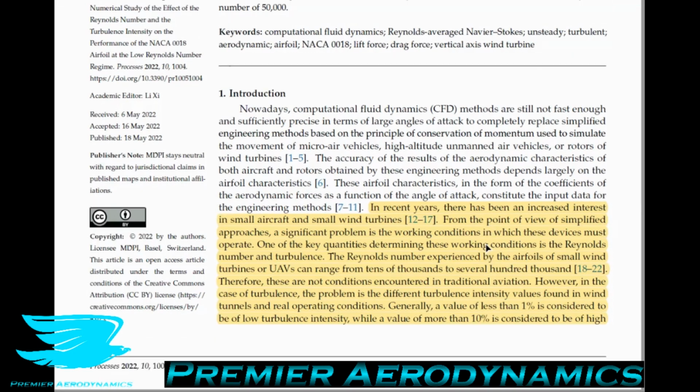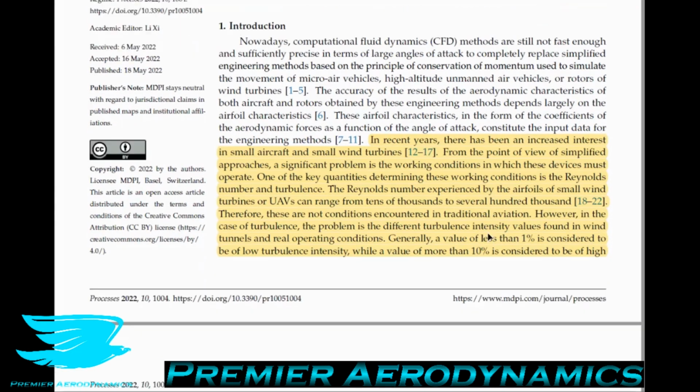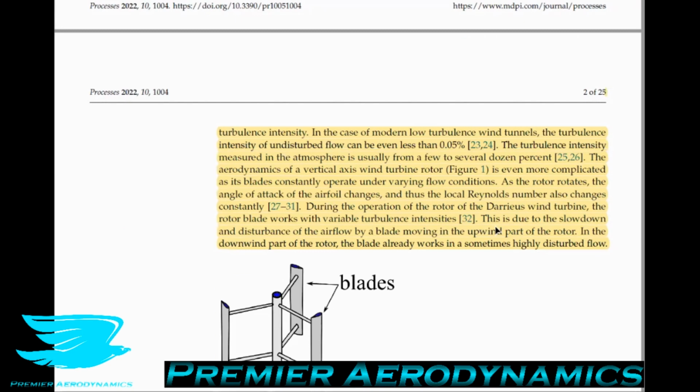real operating conditions. So generally speaking, a value that is less than 1% is considered to be of low turbulence intensity, whereas a value more than 10% is considered to be of high turbulence intensity level. In the case of modern low turbulence wind tunnels, the turbulence intensity of undisturbed flow can be even less, so 0.05%, and that's really low. So most wind tunnels around the world, aerodynamic wind tunnels at least, will hover around 0.1% to about 0.9%, below 1%, with a lot of them being around 0.5, 0.6%, and that's quite low.